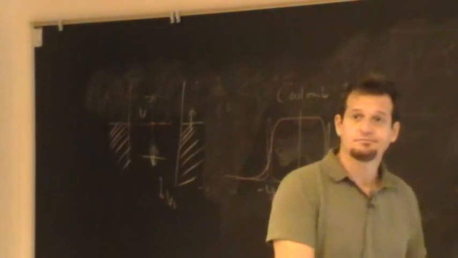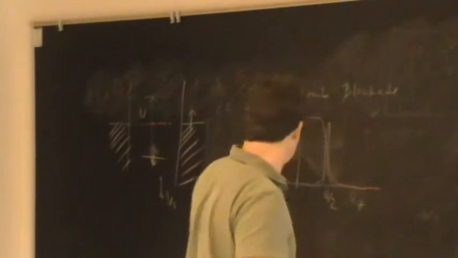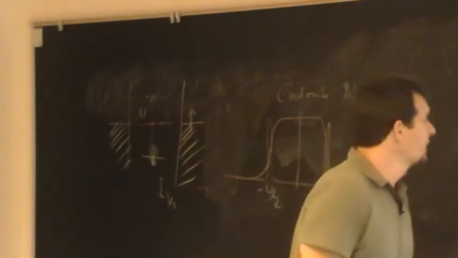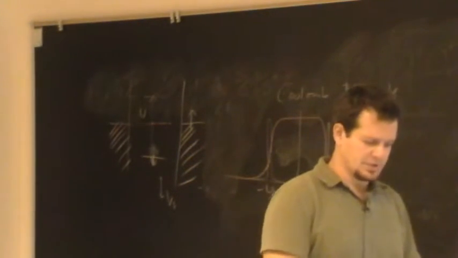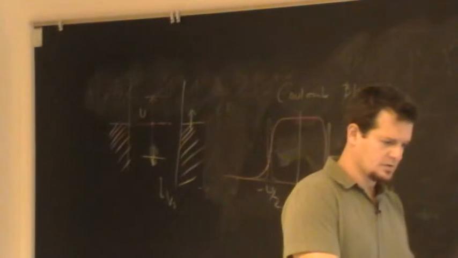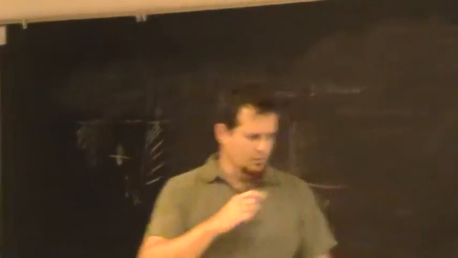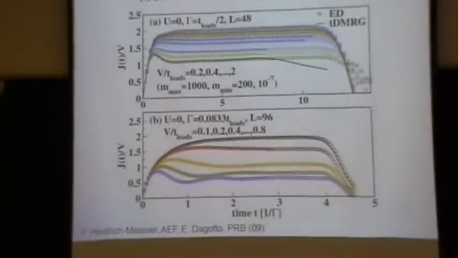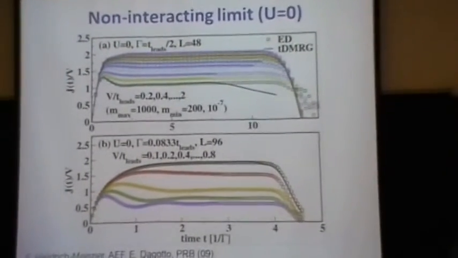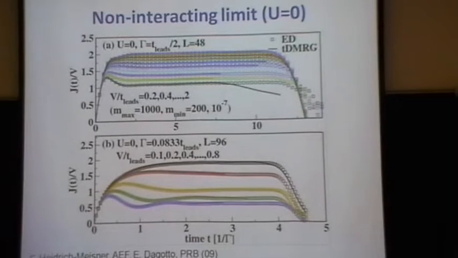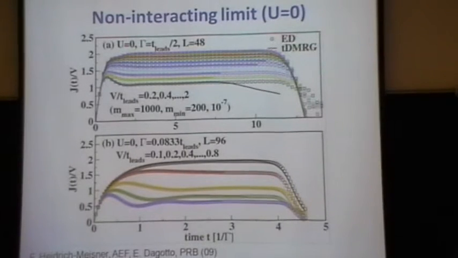Any questions? So now that we know the phenomenology of this Kondo problem, we can simulate it with DMRG and see how well DMRG performs. So first we're going to look at the non-interacting limit. The non-interacting limit is very simple. Just U equals zero, you can solve it exactly. So what we're doing here is comparing to the exact solution in very large systems.